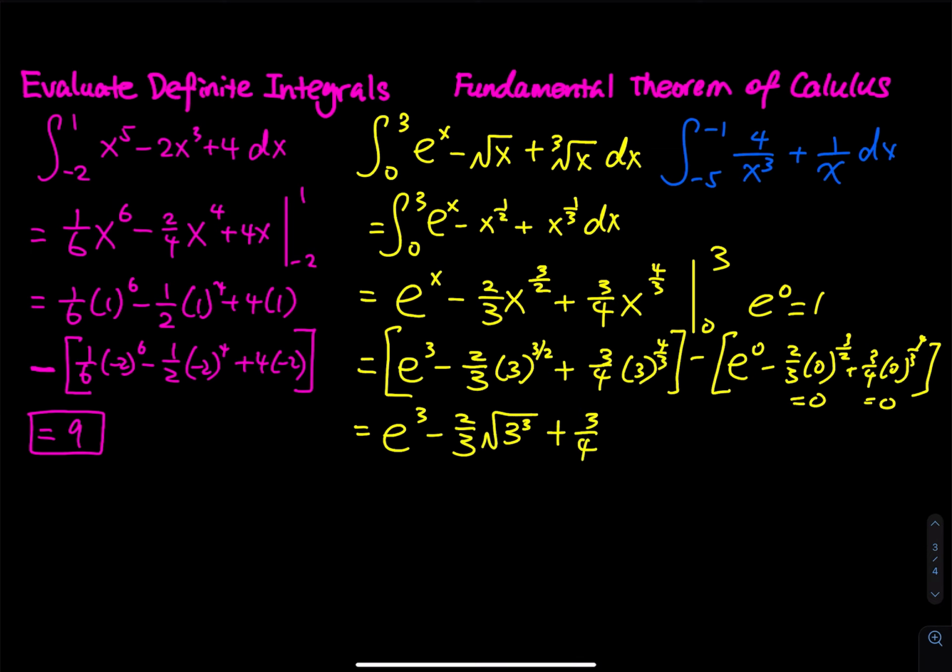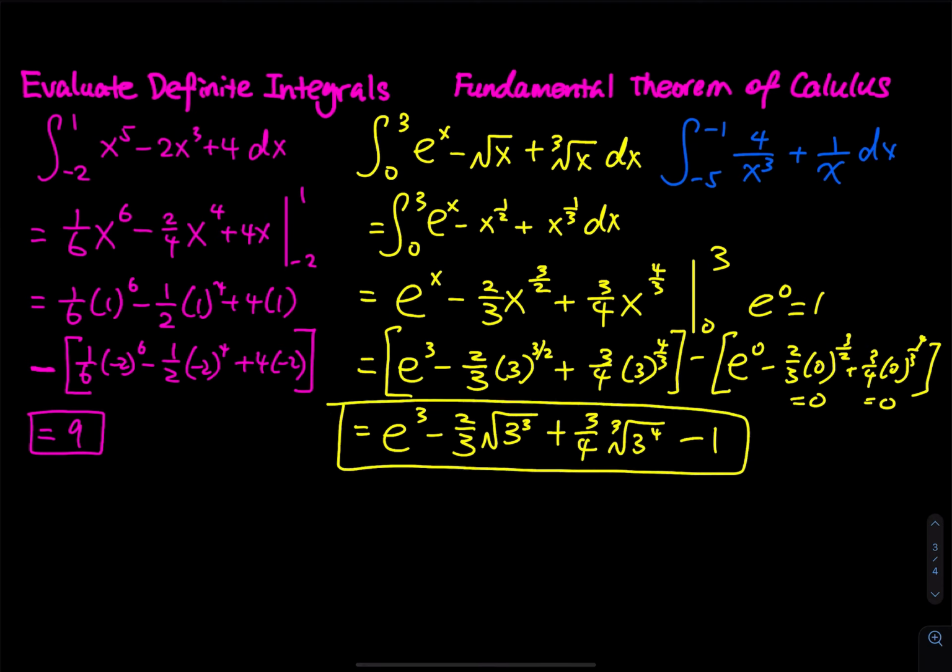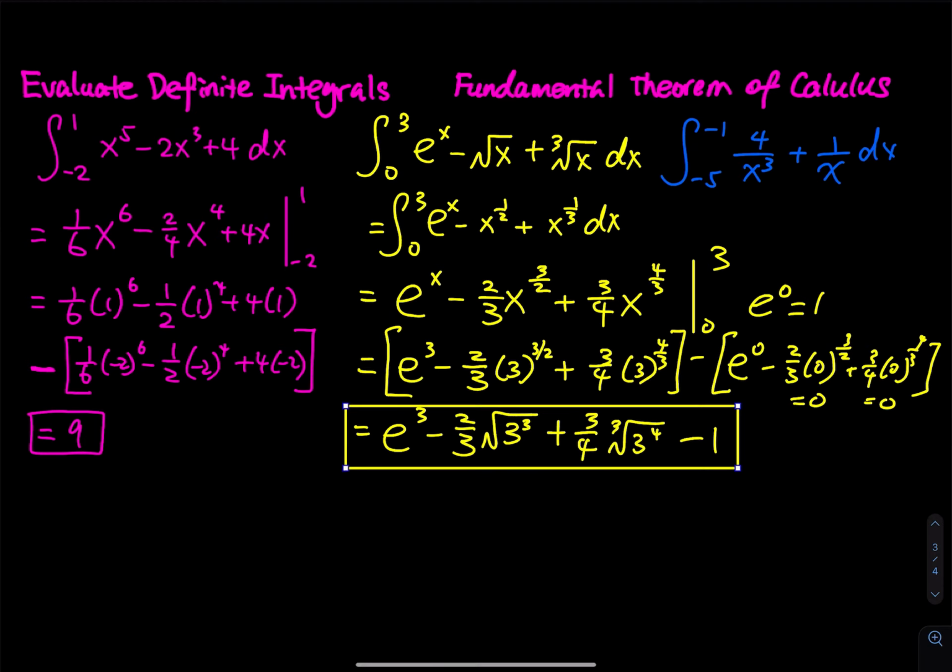And then you have a square root, you have a cube root. And then this is 3 to the 4th, and then you minus 1. If they ask you to put the exact value, then this is it. And then this one you can use your calculator to approximate if they ask you for an approximation.